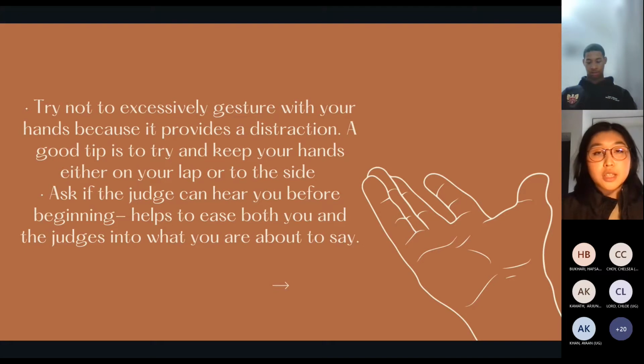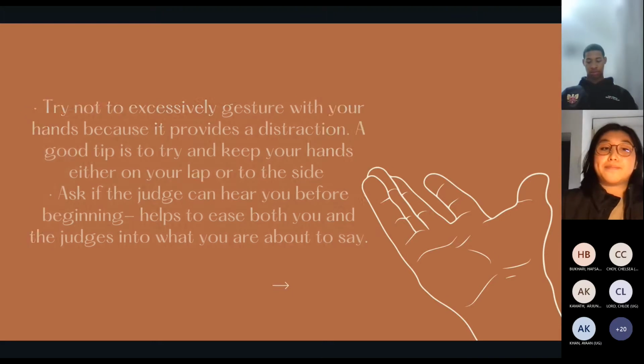Because the first year competition is a virtual moot, it is very important that your connection is good and the judge can hear you from the beginning. Even in a physical moot, it's going to be all masked up. So make sure that the judge can hear you properly. It eases the process of having your clear and concise arguments heard.